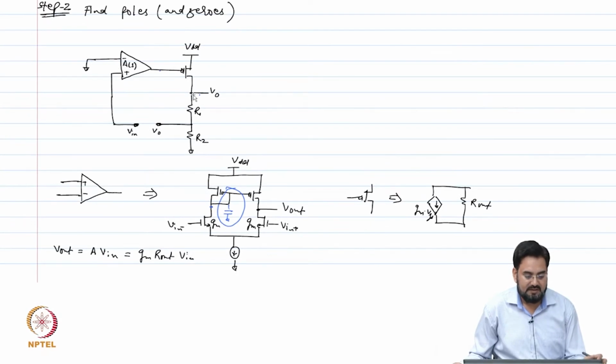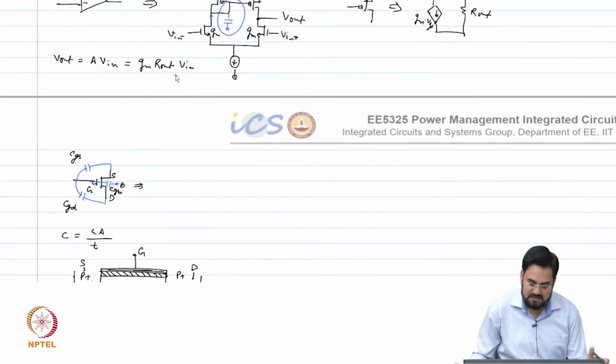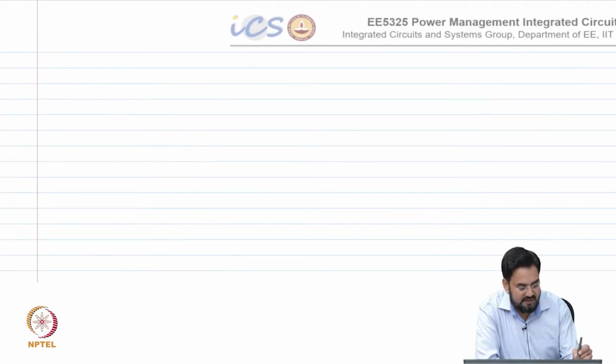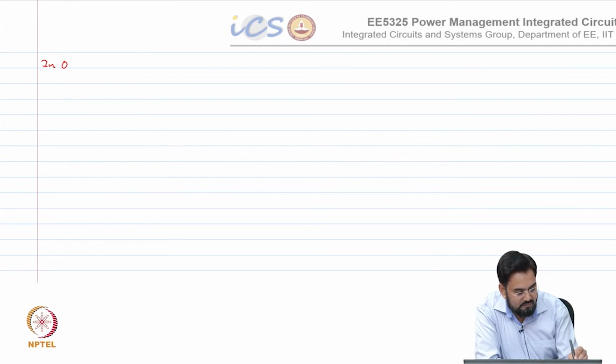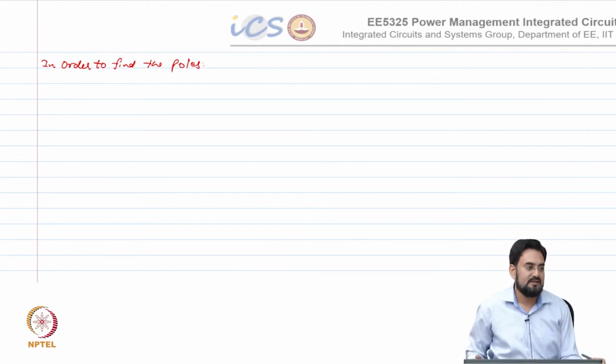Okay, so we were looking at how to compensate your linear regulator or LDO. The first thing we needed was to break the loop, because we are looking at open loop gain, and then you need to find the poles and/or zeros, if there are any. Which means, in order to find the poles, what we need to look at.